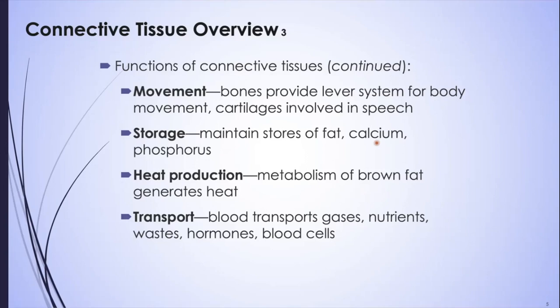Heat production. It helps to metabolize. Metabolization of brown fat helps to generate heat. Now, isn't that great? But we don't have that much brown fat as older individuals, but we'll talk more about that and go into who really has a lot of the brown fat. Transport. Blood is used to transport. And what does it transport? It transports gases, nutrients, waste, hormones, blood cells. And so blood is considered connective tissue. So we're going to get into all that goodness.